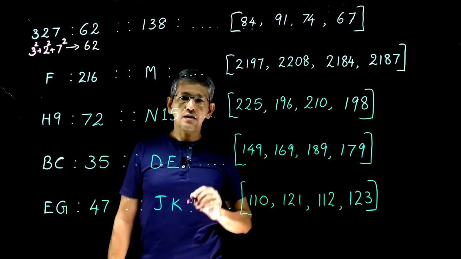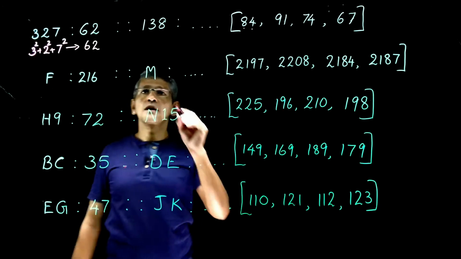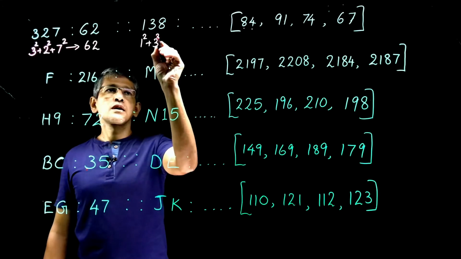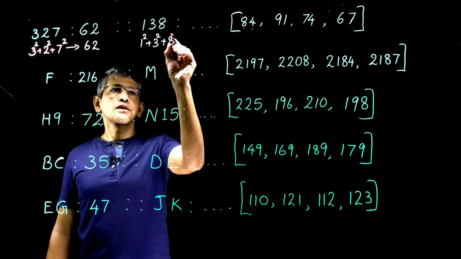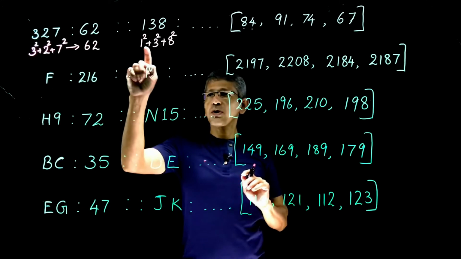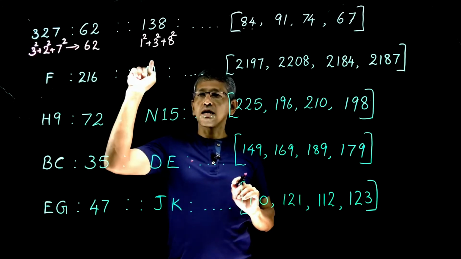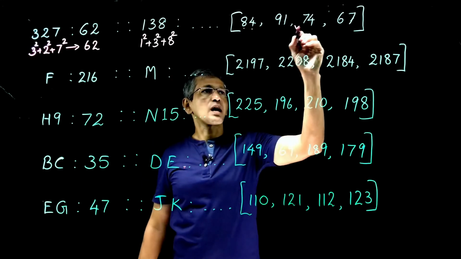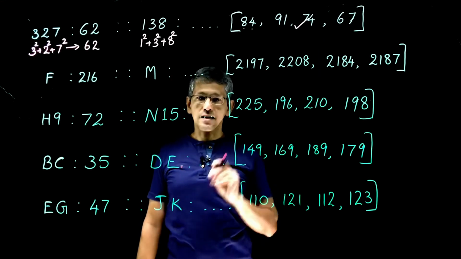So let's apply that same pattern on the right hand side. It's going to be 1 square plus 3 square plus 8 square. So 1 square plus 3 square, that is 10. 10 plus 8 square is what? 64. 64 plus 10, 74. Yes, we have it here. So that's the answer.